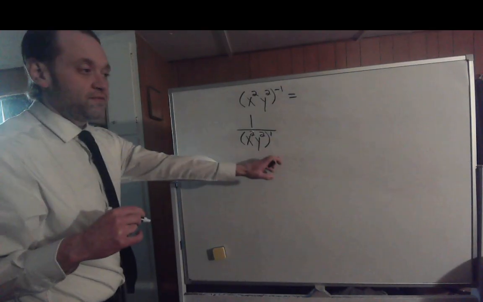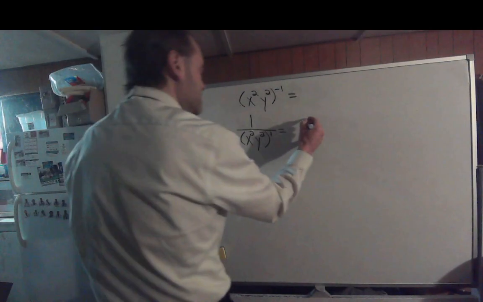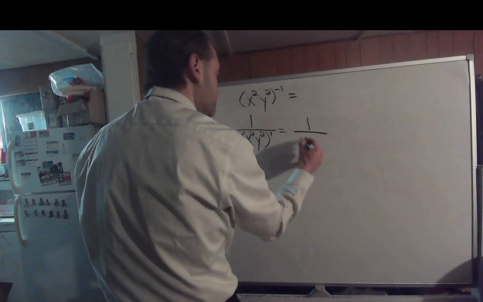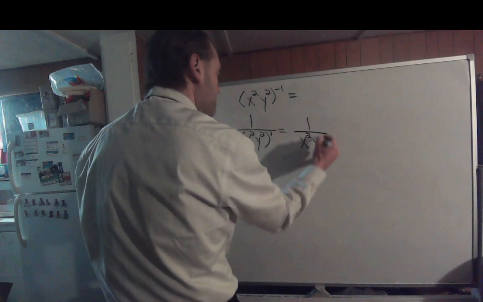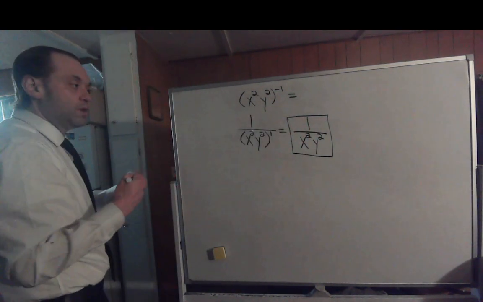Well, anything to the first power, that's pretty easy. It's just going to remain what it is. So this would turn into 1 over x squared y squared. That would be your solution, 1 over x squared y squared.